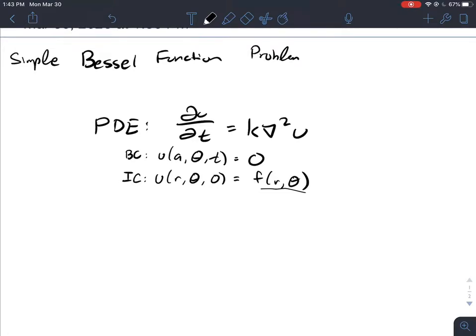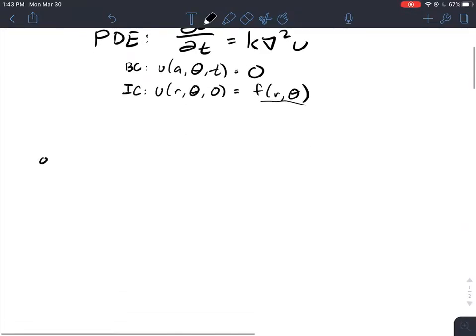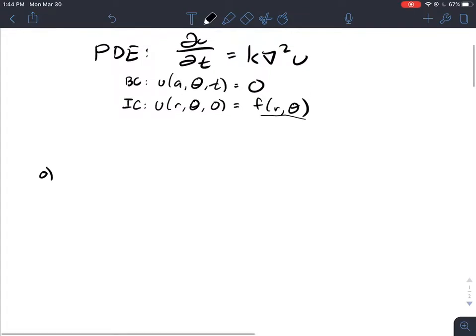In today's video, we're going to be covering a simple Bessel function problem. This is designed mainly to give a very brief example into solving Bessel function problems, and we're going to be modeling the heat distribution on a circle with respect to time. So step 0 is we're going to draw the shape.